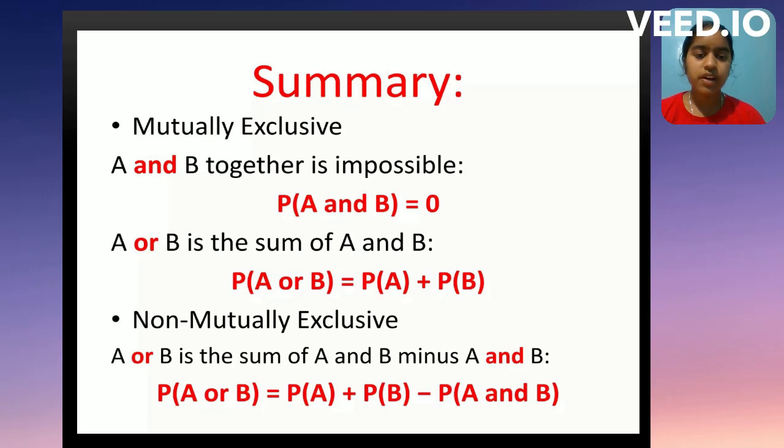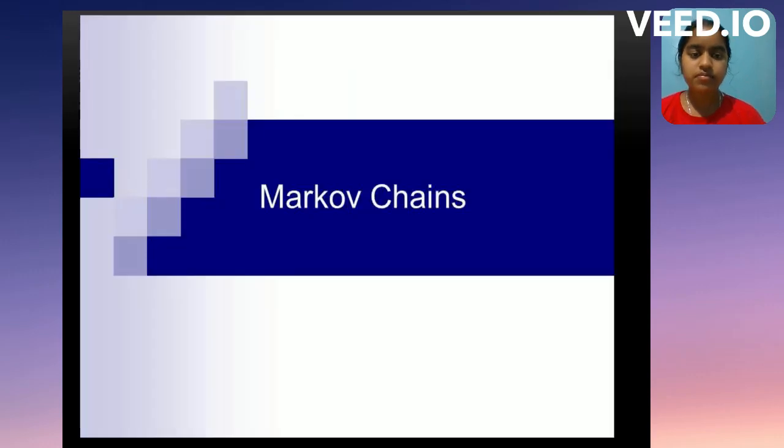P of A and B is equal to 0. A or B is the sum of A and B. P of A or B is equal to P of A plus P of B. For non-mutually exclusive events, A or B is the sum of A and B minus A and B. P of A or B is equal to P of A plus P of B minus P of A and B. Our next topic is Markov chains.